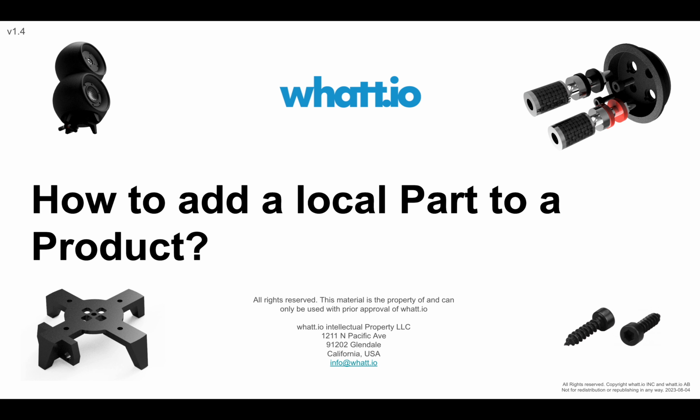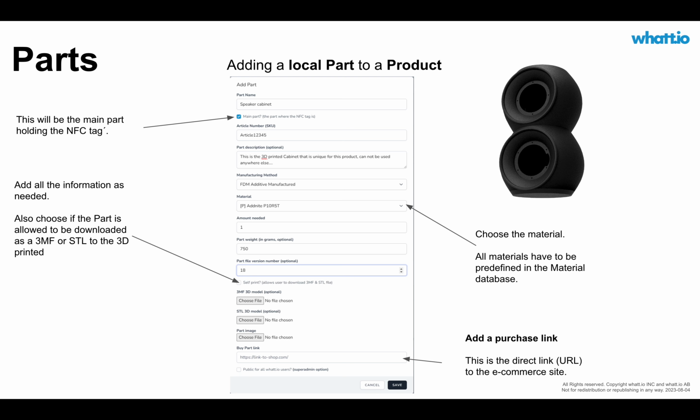How to add a local part to a product. Local parts are unique components or 3D printed items that only exist once. They are a substructure and a part of an assembly, and they cannot be used by other main products.